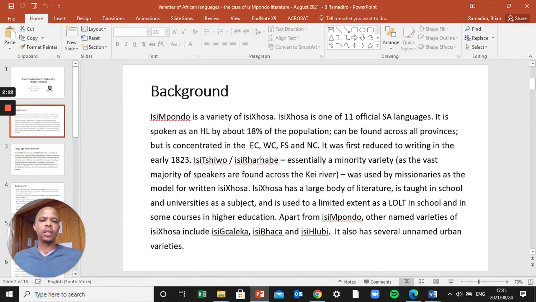Some of the established varieties of isiXhosa include isiGcaleka, isiPaca, isiHlubi, and so on. But isiXhosa also has several unnamed urban varieties. I'm going to come back to those towards the end of this presentation.